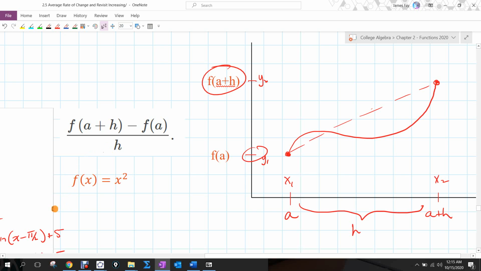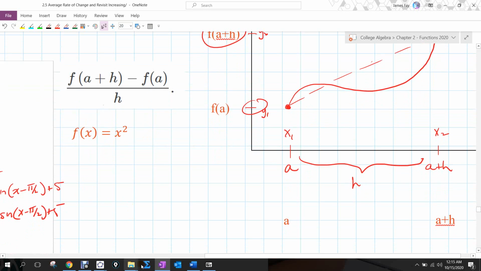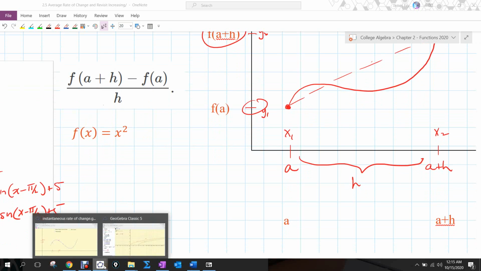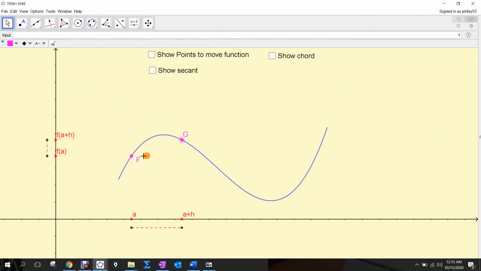But let's talk about what this does for us. If I look at this here, as I move these points, what it's going to allow me to do is determine the slope, or the average rate of change, of the secant line, or secant segment, sometimes called the chord, depending on how much of the line we actually look at, between those 2 points F and G. So all I've got here, you can see as I move F, it's moving this A, which is the X coordinate of F, and it's moving this Y, which is F of A, which is the Y coordinate of F. And same thing for G.